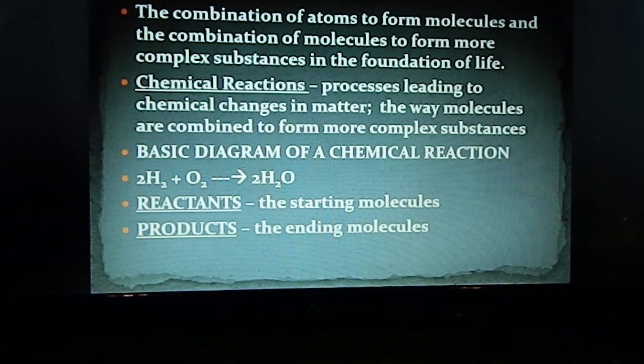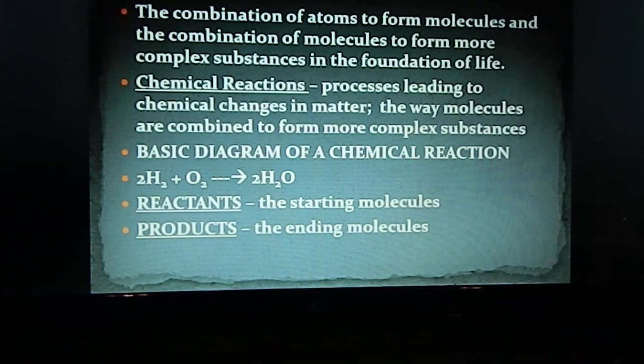And in the case of water, if you take two hydrogen molecules, and you add those to oxygen, you'll get two water molecules, right? So what you start with, those molecules are called reactants, and then the molecules that you end up with are called products. You will always have an arrow pointing from the reactants toward the products.